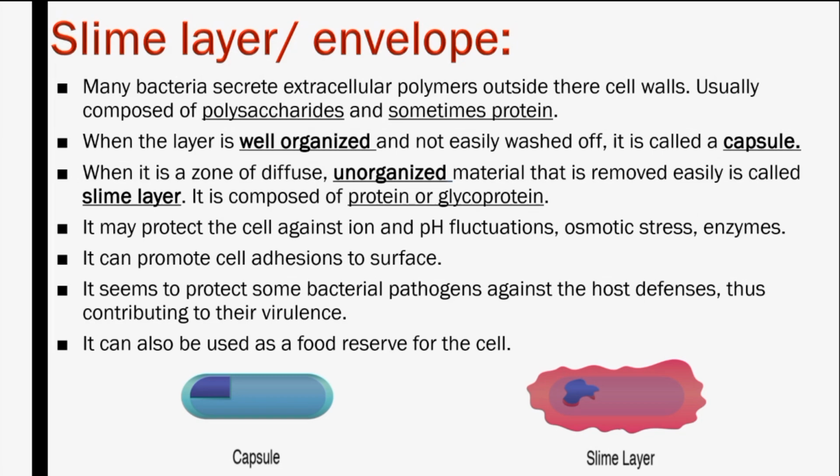Slime layer or envelope. Many bacteria secrete extracellular polymer outside their cell walls, usually composed of polysaccharides and sometimes proteins. When the layer is well organized and not easily washed off, it is called a capsule. When it is a zone of diffuse unorganized material that is removed easily, it is called slime layer. It is composed of protein or glycoproteins.